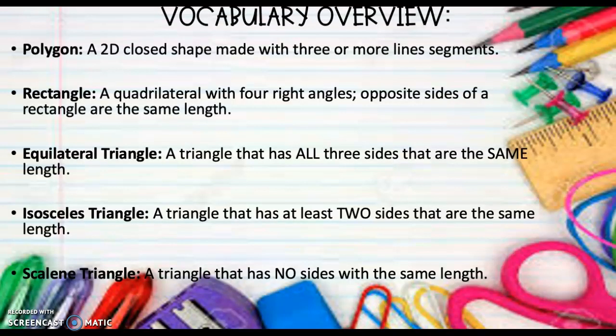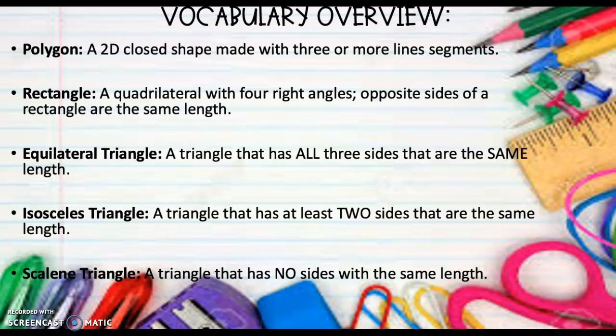All right, so this week we're gonna continue learning a little bit more about geometry, but we're gonna go over some definitions that will help you with your assignments this week. The first thing that we need to cover is what is a polygon? A polygon is a 2D closed shape made with 3 or more line segments. Okay, so it's not saying it has a complete line, 3 complete lines. It's 3 or more line segments.